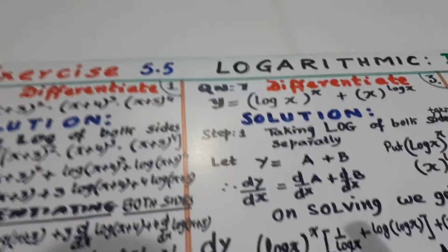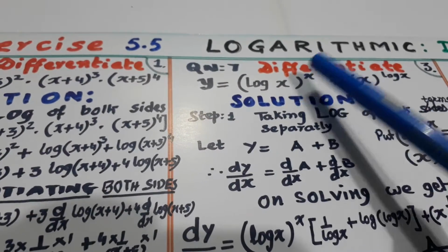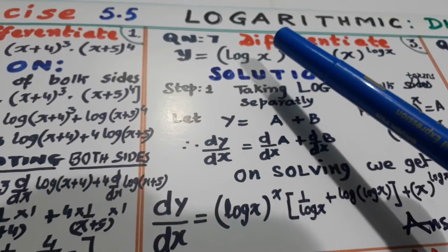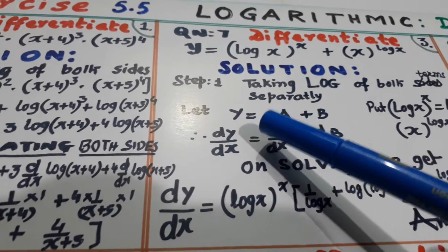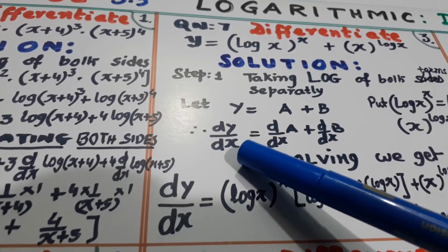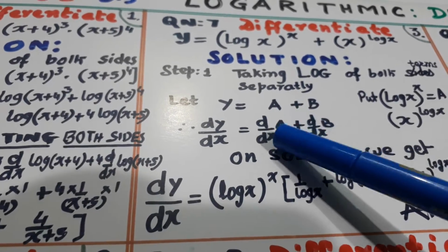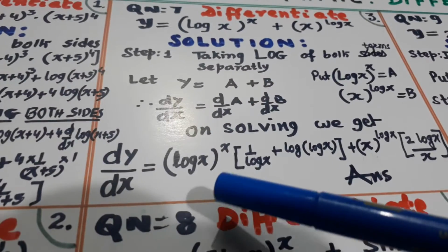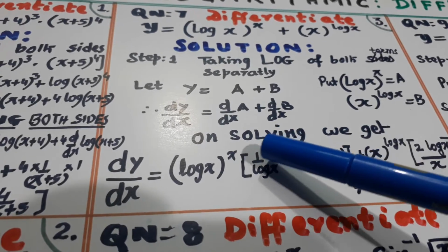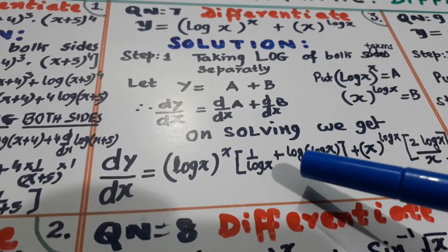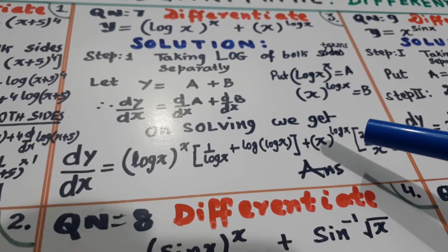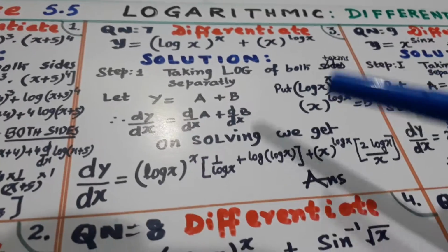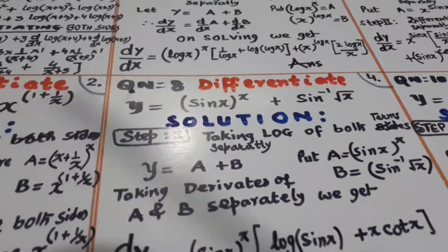Same way, look here. Again, these are 2 questions. We will separately treat them. So take it as A, take it as B, y will be equal to A plus B, derivative will be dy by dx is equal to d/dx of A plus d/dx of B. Now we will solve them separately and the answer will come (log x) raised to power x within the bracket 1 over log x plus log of log x, and second part will be x raised to log x within the bracket 2 log x over x. So this is question number 7. Now let us go to question number 8.